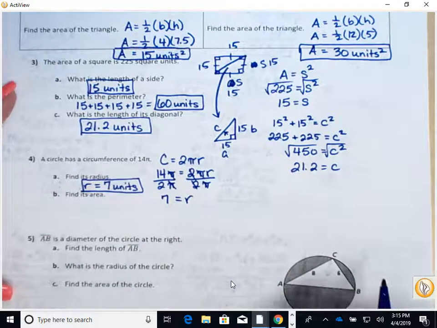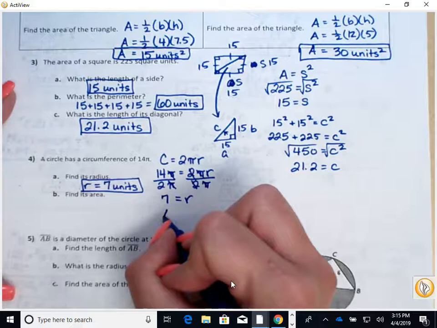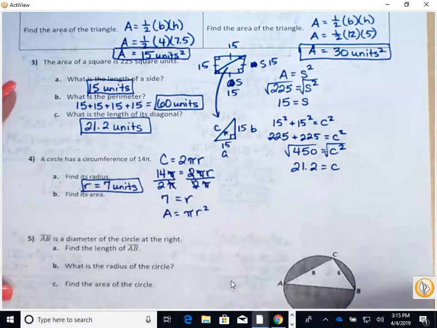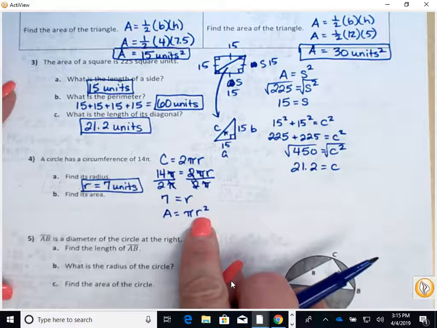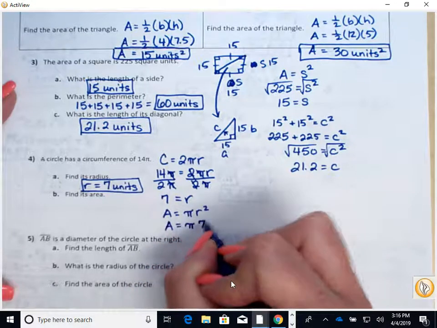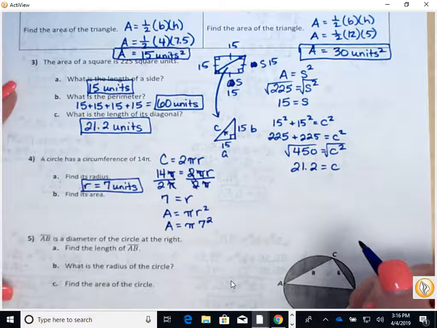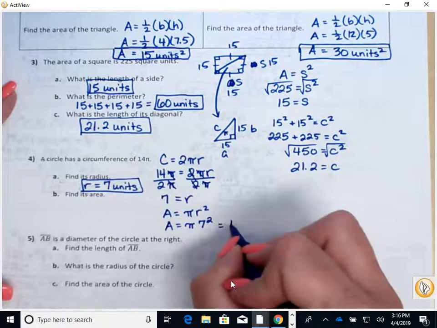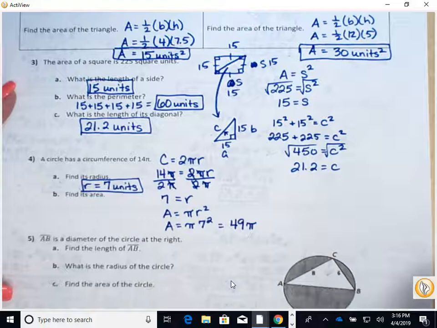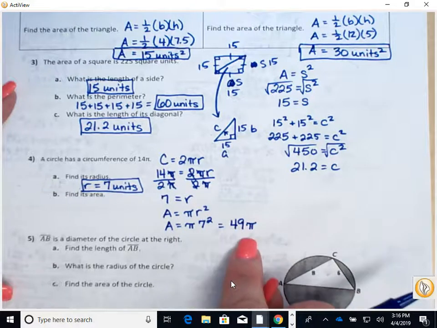Next, they ask for the area. Area of a circle equals pi r squared. Now that we know what the radius is, we can replace r with 7. 7 squared is just 7 times 7, so that gives me 49, and then we've got our pi on there still. That's the most exact way to answer that question.